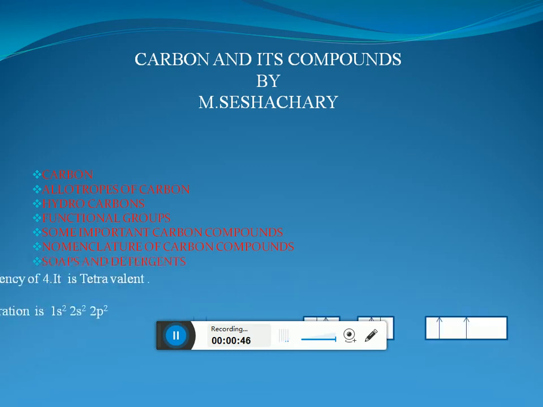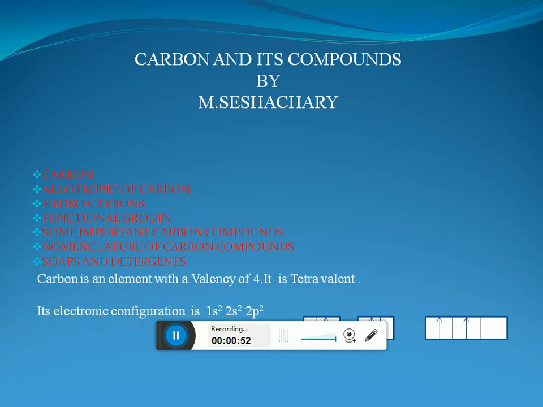Let us discuss about carbon. Carbon is an element in the periodic table which belongs to fourth group. Its atomic number is 6. Its electronic configuration is 1s2, 2s2, 2p2. Its valency is 4. So we can say that carbon is tetravalent. So to get the stable configuration, carbon has to lose 4 electrons to get the nearest inert gas of helium, or carbon has to gain 4 electrons to get the nearest inert gas of neon.